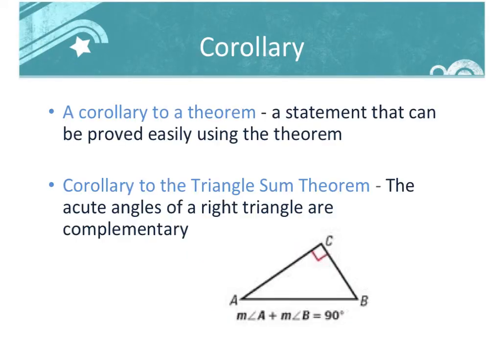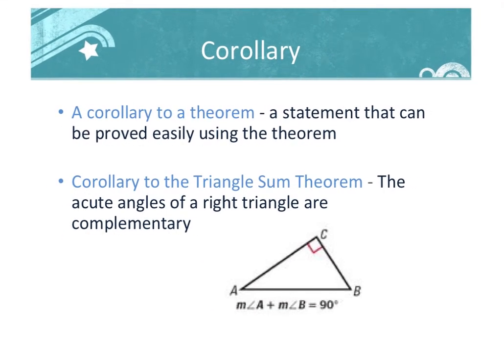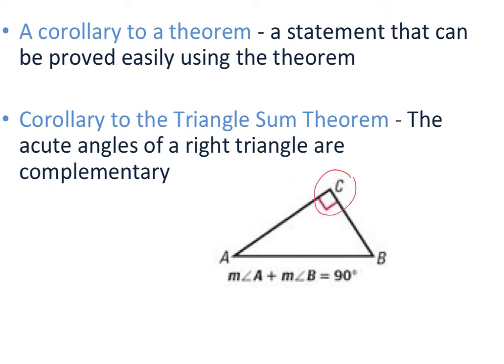All right, corollary. A corollary to a theorem is a statement that can be proved easily using the theorem. So the corollary to the triangle sum theorem is the acute angles of a right triangle are complementary. So remember how all of the angles inside of a triangle equal 180? Well, if one of those angles, for example, C is 90 degrees, then A and B must add up to 90 degrees, okay? Because if you take 180 and you subtract 90 from it, you're going to get 90 degrees. So your two angles that are left, which are A and B, must add up to be 90 degrees.